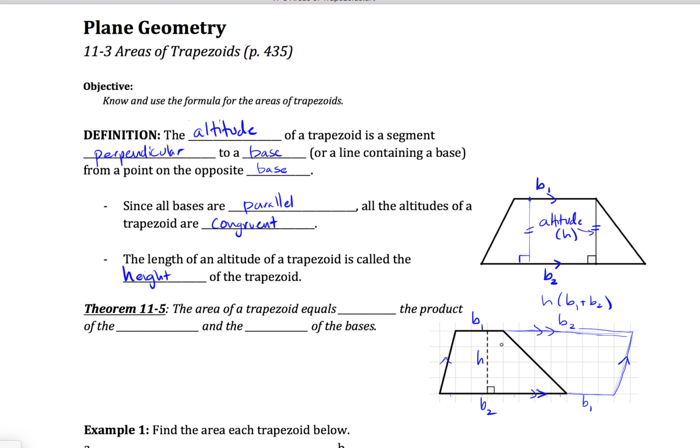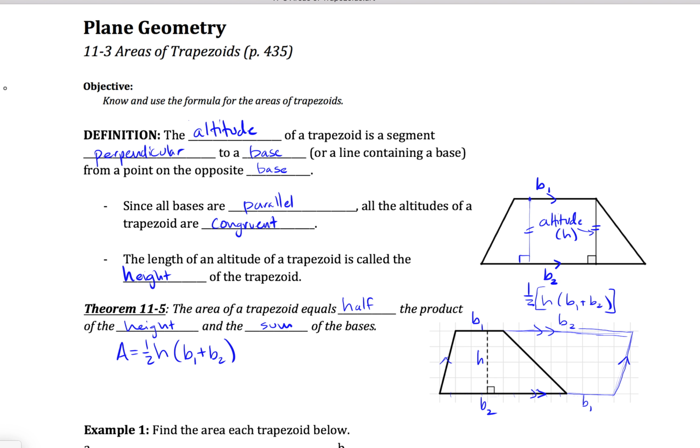If I wanted to just know the area of this trapezoid, I would just take half of that area right there, half of the height times the base 1 plus the base 2. This turns out to be the formula for the area of any trapezoid. The area of a trapezoid will equal half of the product of the height and the sum of the bases. Or in other words, the way you're usually going to see it written is area equals 1/2 height times base 1 plus base 2.